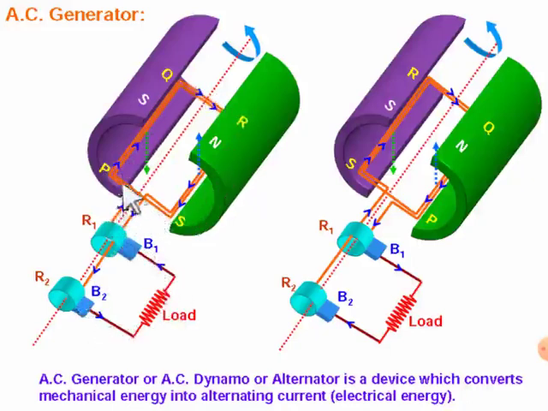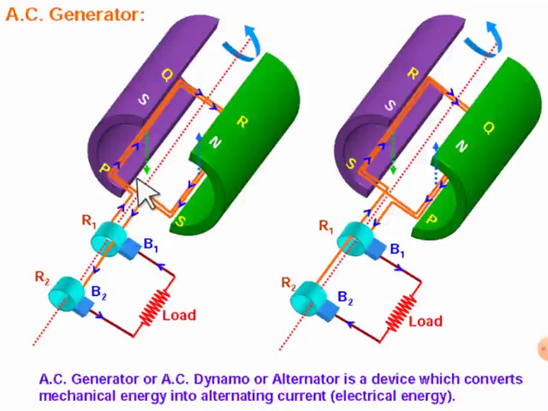Okay, it will go like this. Got it? The direction of the current will be in this direction. So P, Q, R, S, then R2, B2, B1, R1, and then coming back to P again. So it completes the loop, right? In this way. Got it? So this is in the first half.